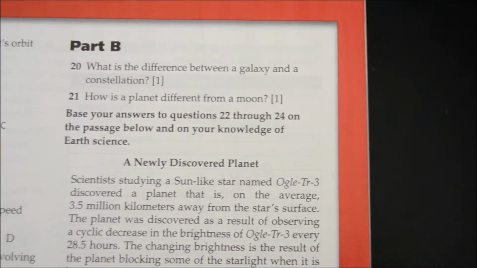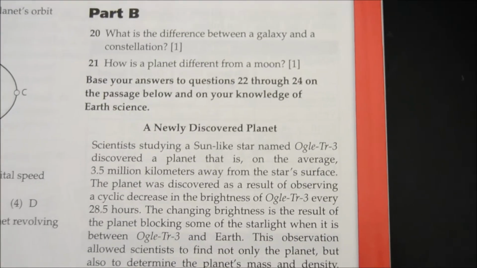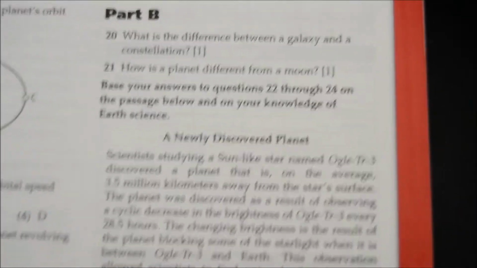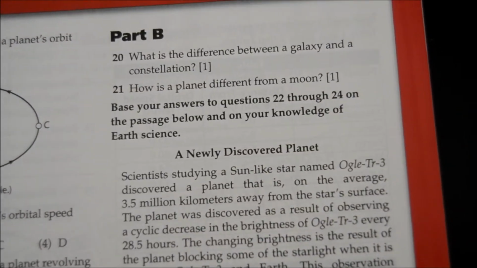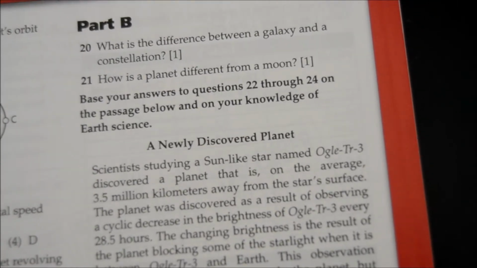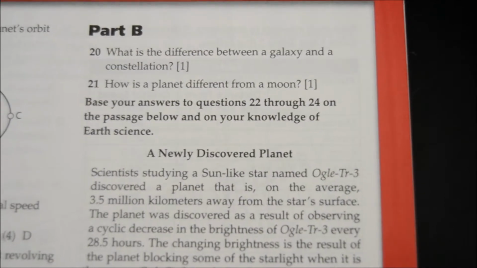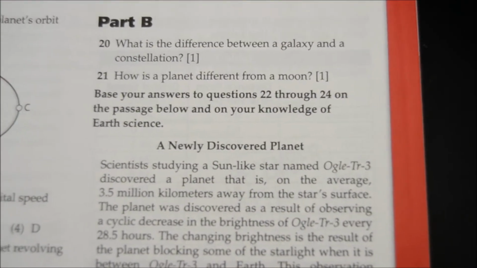Number 20. What is the difference between a galaxy and a constellation? Now, a galaxy is millions or billions of stars, whereas a constellation is just a group of stars that forms a pattern. So it's the amount of stars. Galaxies have a heck of a lot more than a constellation.